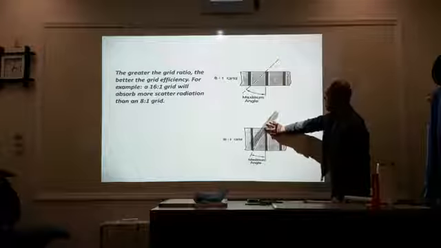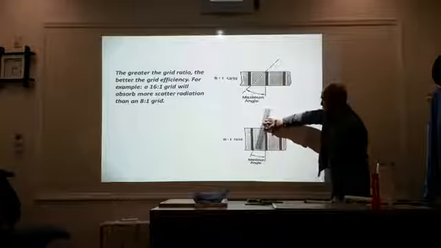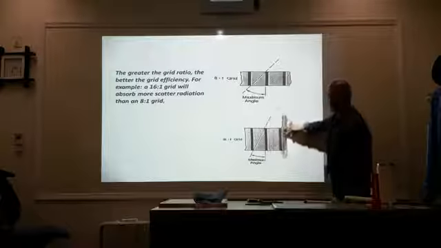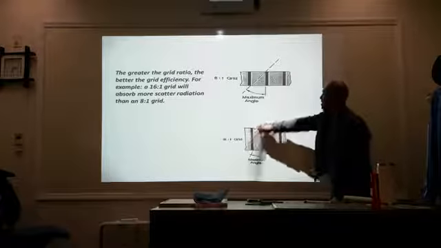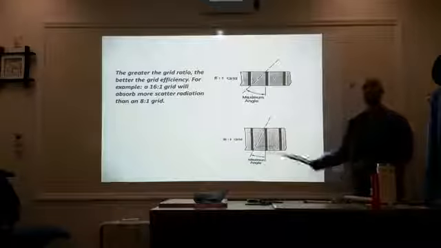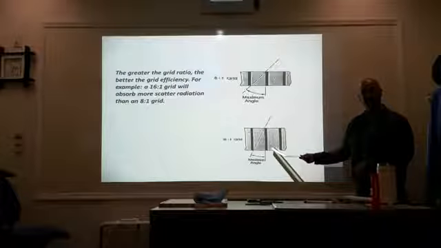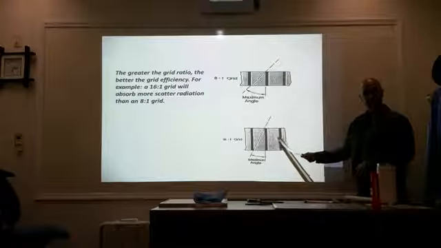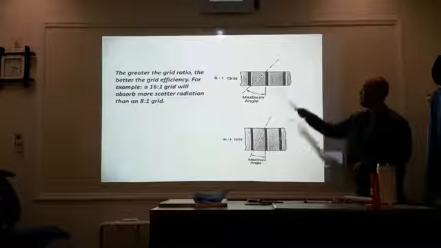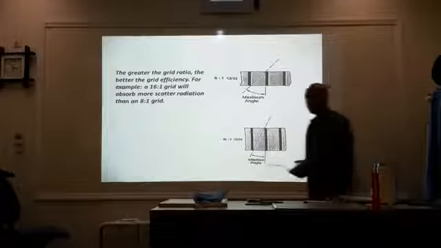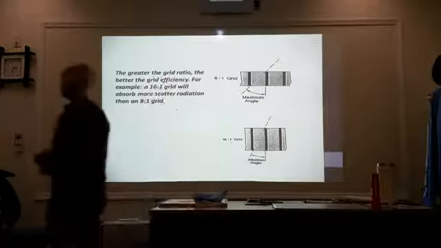So in other words, you need a photon that's going to be more straight for it to bypass the lead strips. So something that has a 16:1 grid ratio has a better cleanup efficiency than the one that is 8:1. I'm going to be sharing with you the pros and cons here in just a moment.